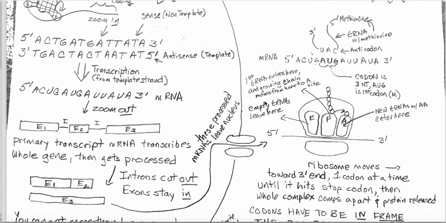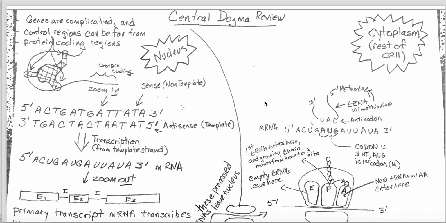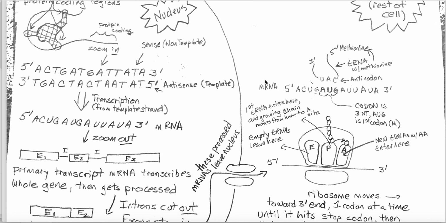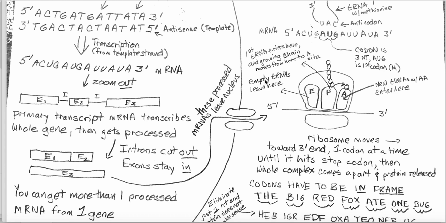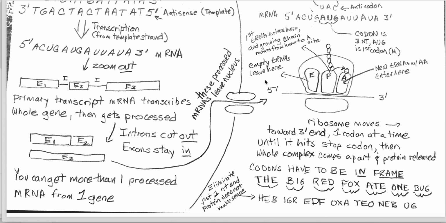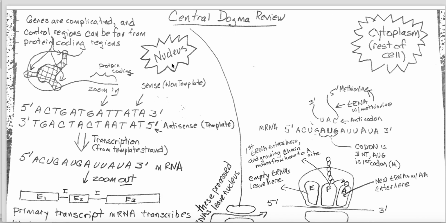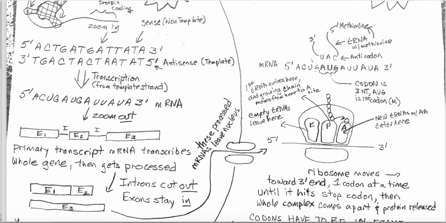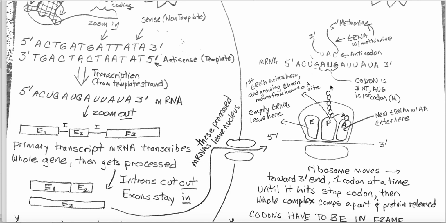But this diagram is posted on Brightspace, called Central Dogma Review, and it's a good review for the many things that we're talking about in the Central Dogma, where DNA is transcribed into RNA, and then RNA is translated into a protein.